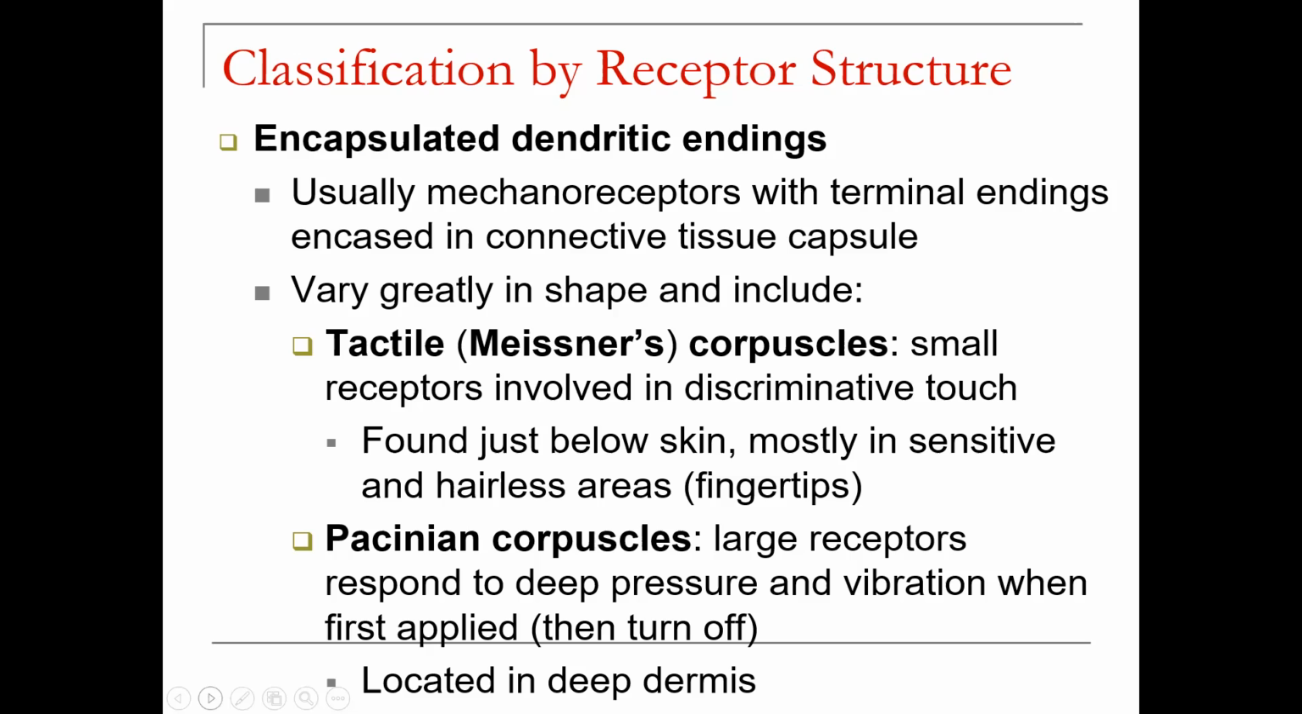We have Meissner's corpuscles. It is a round receptor located right underneath the surface of the skin. It allows us to have what's known as very discriminating touch. Very sensitive areas, our fingertips, where our fingerprints are located, are covered with Meissner's corpuscles. We can discriminate between soft and softer or smooth.